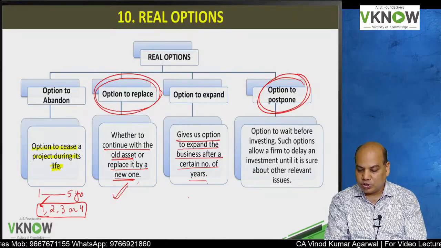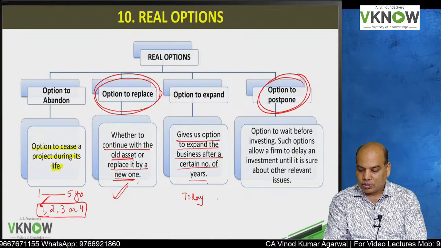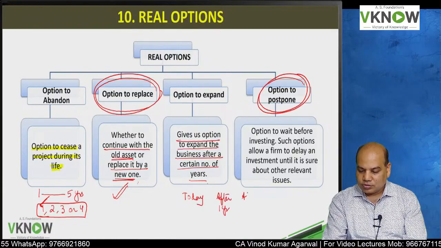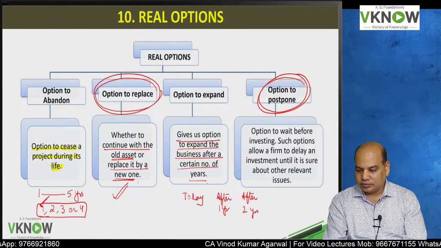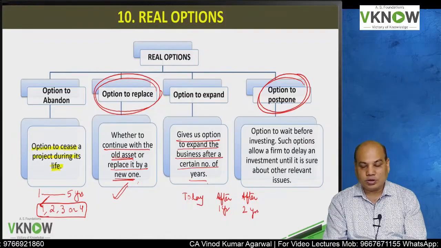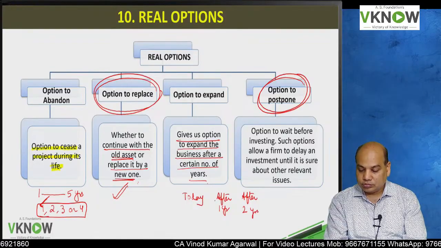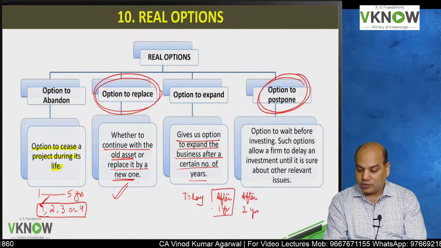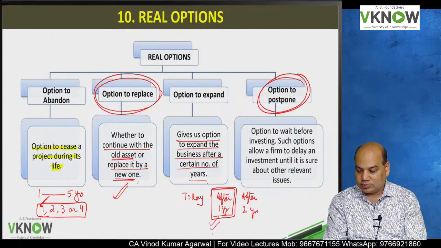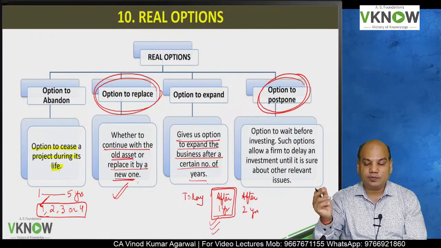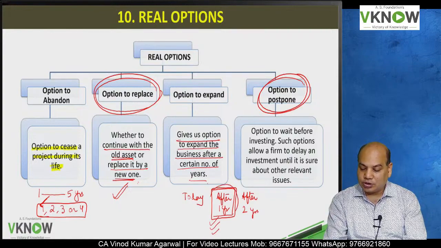Option to postpone means, should we start a project today? Should we start a project after 1 year? Should we start a project after 2 years, like this? That is called option to postpone. The advantage of postponement is that you will get more information. You are waiting for some information. You are waiting for the election to get over.